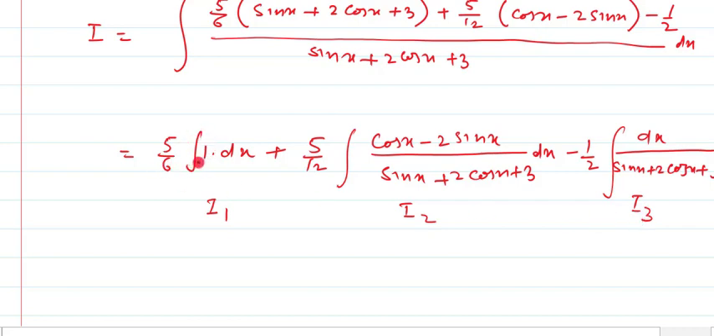I1 is simply having its integration as x. Second one is having its integration as log of sin x plus 2 cos x plus 3, because its derivative is present in the numerator. So by substitution we are simply getting dt upon t, that is log t. And here it is of the same type as we have done in the third question in this video. So apply the formula of sin x and cos x in terms of tan x by 2 and go further. This is very simple to find out, and all the questions can be done in the same way.